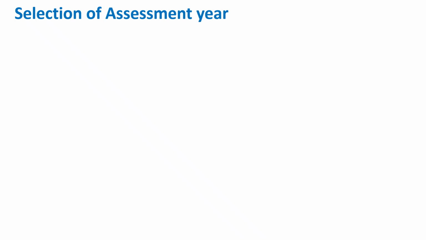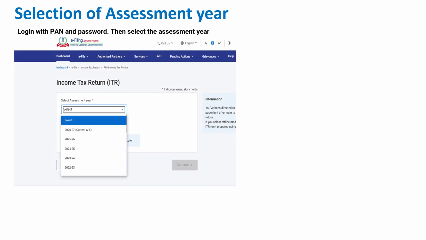Once you are registered, use your password to log in. And once you log in, you'll find this page where it will ask you to select the assessment year for which you are filing the return. Always understand that the assessment year is always the following year. That means the year in which you earn the income, the subsequent year is called the assessment year. So as we are filing the return for 25-26, the assessment year which I need to select is 26-27.